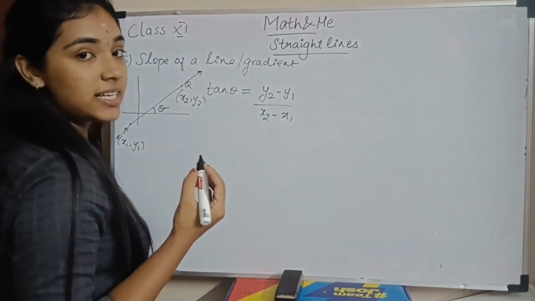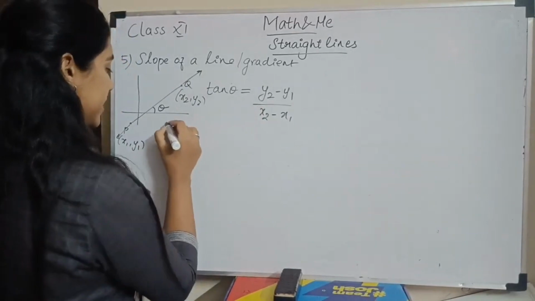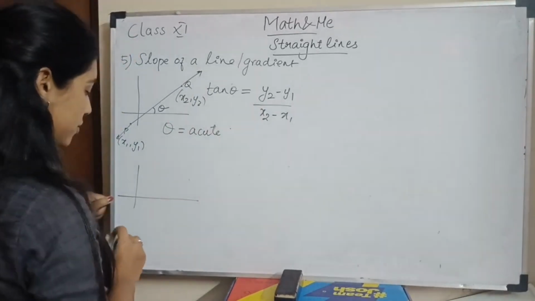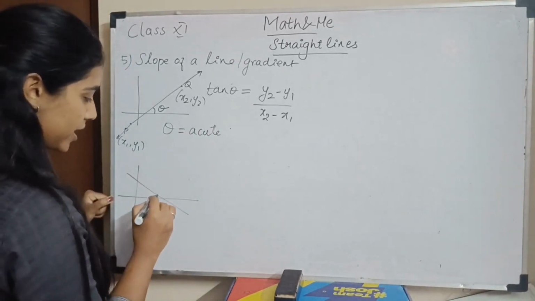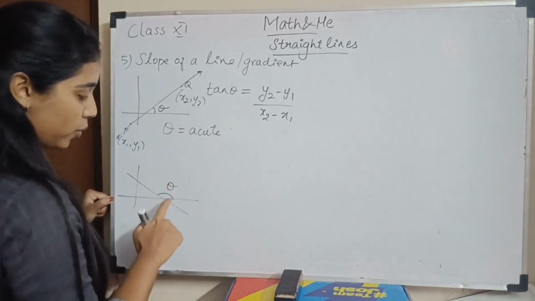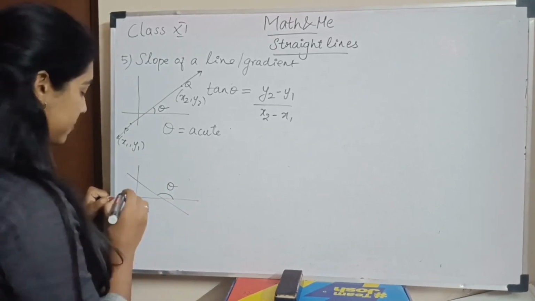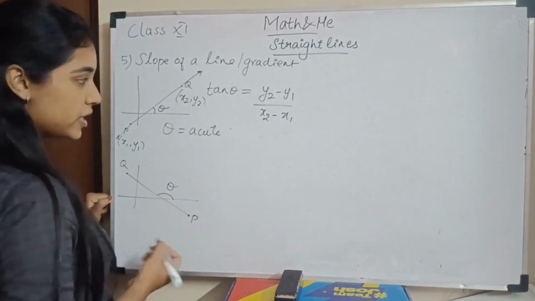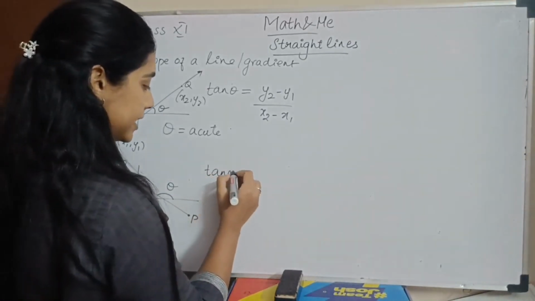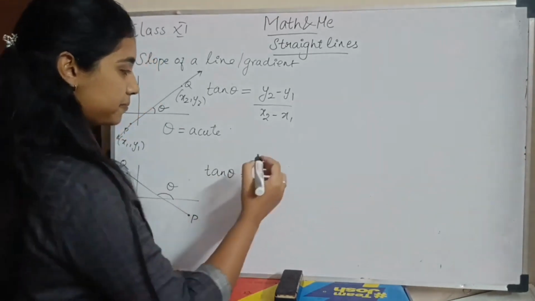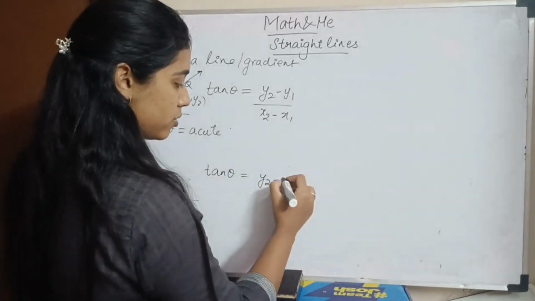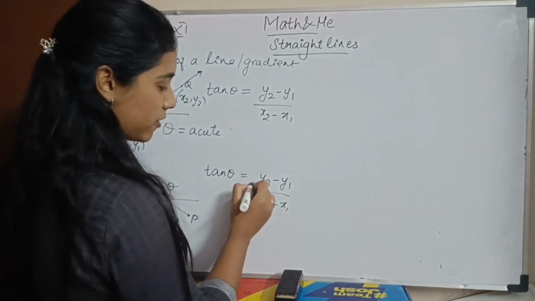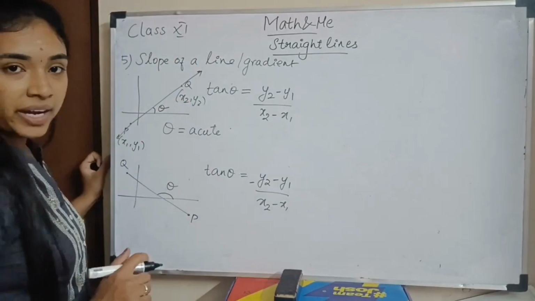What if theta is an obtuse angle? When you have a line segment like this, the angle made by the line segment with the x-axis is an obtuse angle. So here you have the point Q, here you have the point P. So what does your slope become? Tan theta is nothing but, similarly, y2 minus y1 divided by x2 minus x1, but just with a minus sign. Why do you have a minus sign?